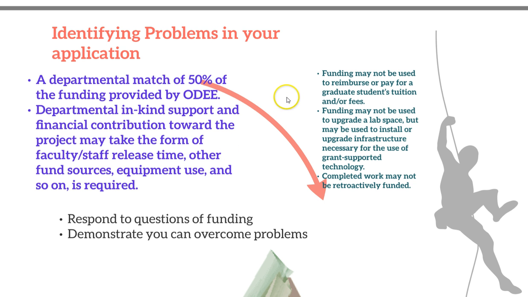And often there are limitations on what you can't do, so it's very important that you identify that you're not going to do the kinds of things the grant says you're not supposed to do with the money, but still be able to accomplish the goals of the grant.